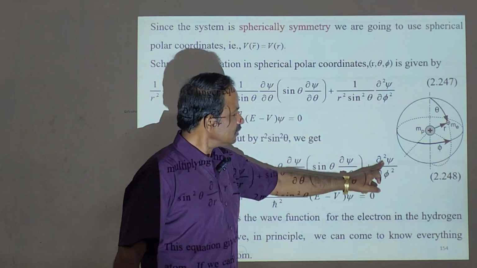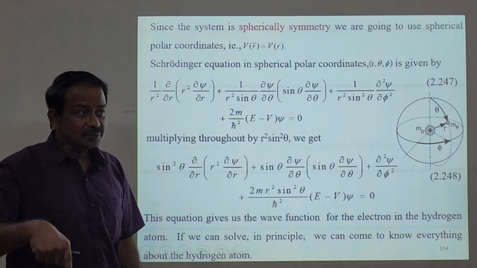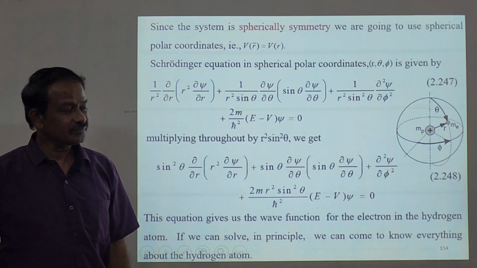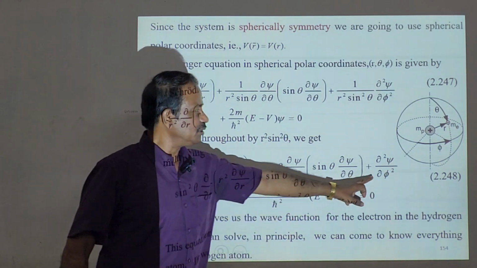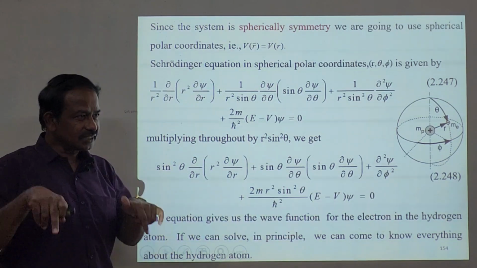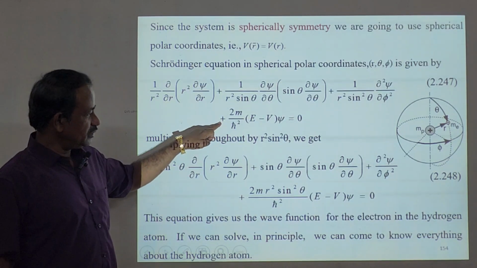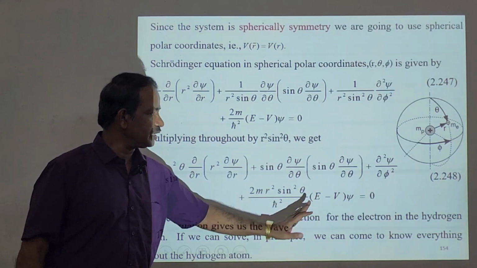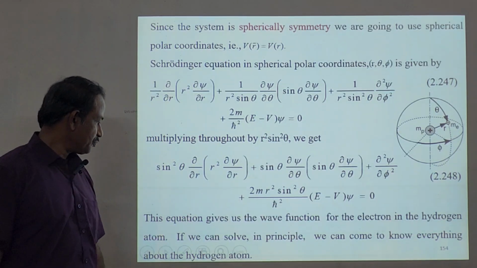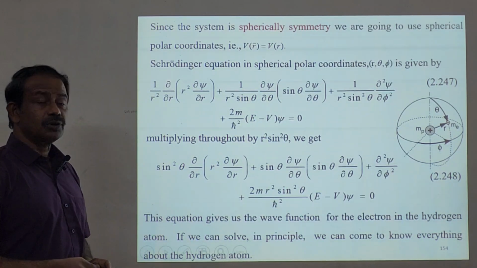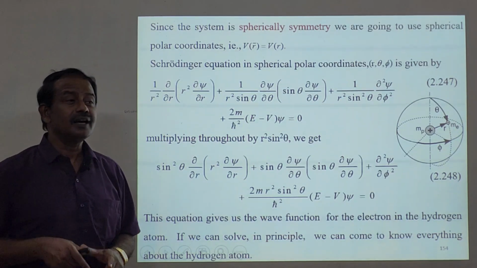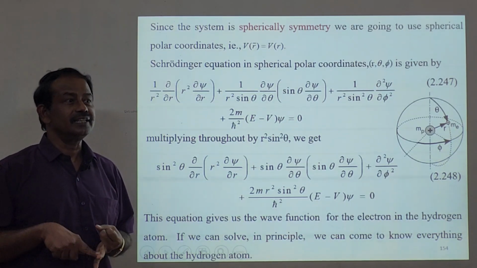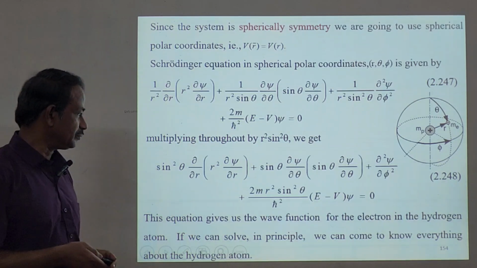Now look at this one. This has no r part. This has no theta part. It depends only on the phi part alone. That's the idea. Now, 2m r squared sine square theta by h bar squared times E minus V, psi. This equation gives us a wave function. So our ultimate aim is to find the wave function and the energy eigenvalue.